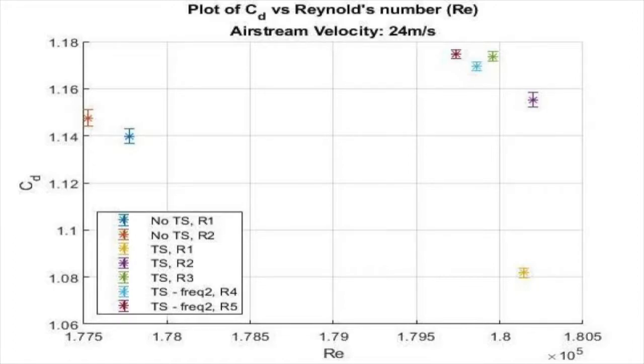Note, the first run with the trip strip applied resulted in the trip strip falling off during the course of the test. The data was included but could be considered anomalous. The clustering of data suggests good precision with the change in frequency having a very minimal impact on the results.